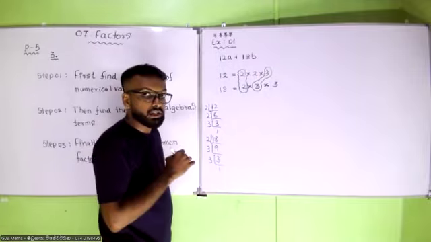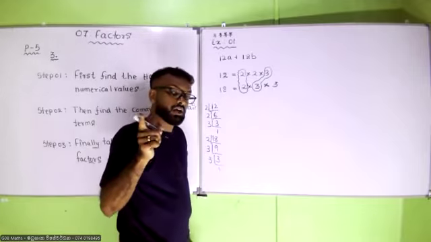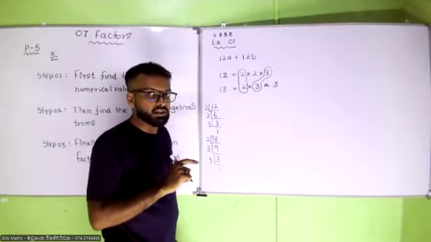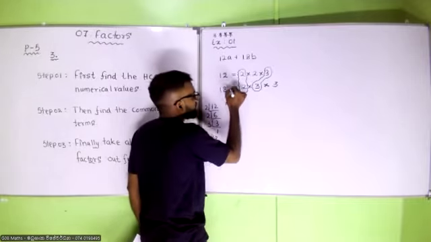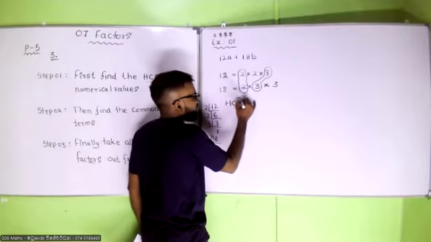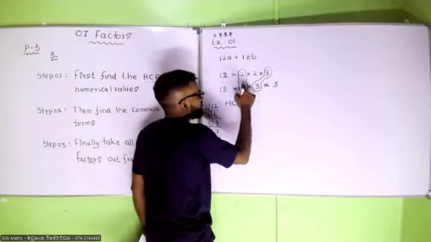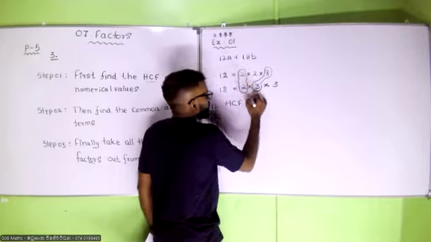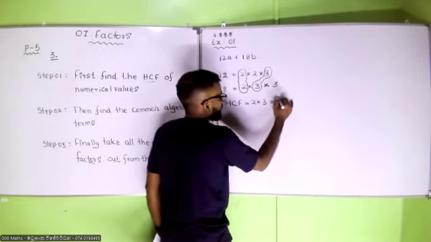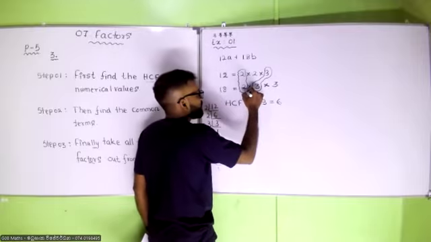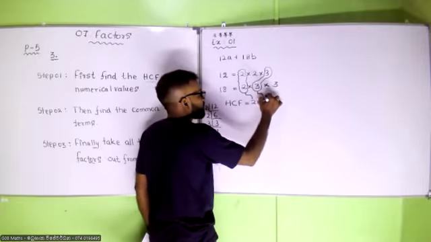2, 2 and 3, 3. Later I will let you know another easy way. So when we consider the numbers only, the highest common factor will be 2 multiplied by 3, which is 6. The highest common factor will be 2 and 3.